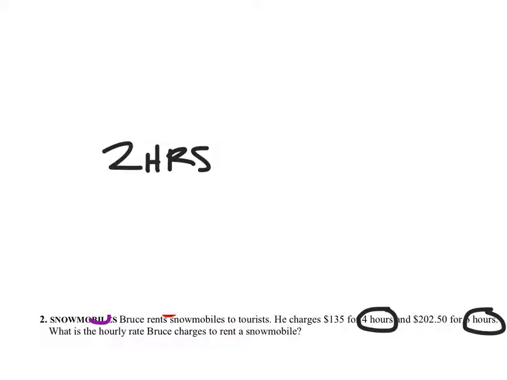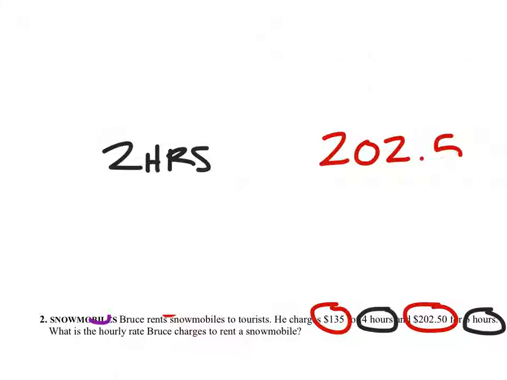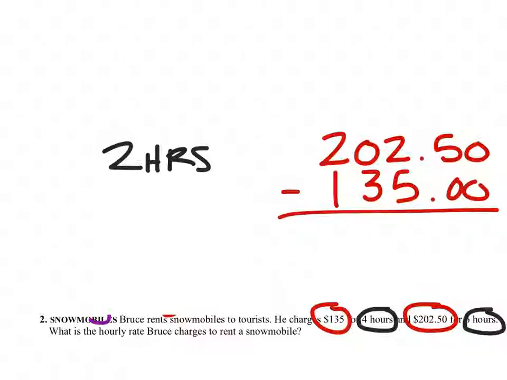2 hours. Okay. And it also went from $135 to $202.50. So we just need to find the difference between these two. And that will tell us the change in the cost over the 2 hours. So we'll subtract these. You can put some zeros there if you want. Some good old 50 cent.